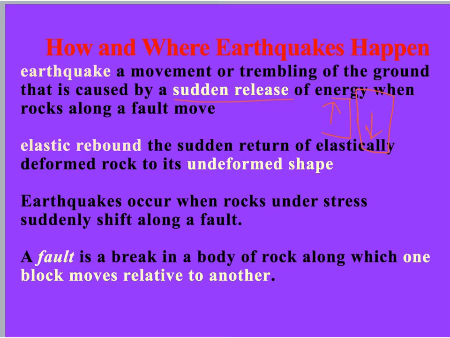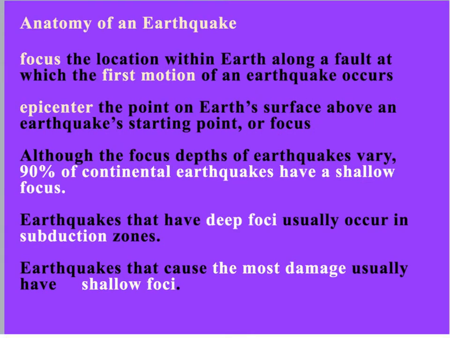So earthquakes occur when rocks under stress suddenly shift along that fault, right? So there's that sudden movement, even if it's an inch or two, that slight movement along the fault. A review: a fault is a break in the body of rock along which one rock moves relative to the other, right? So whenever there's a break in the rock, remember, a fault is different than a fold. A fold, there's no break, but when we have a fault, we actually have a crack or a break in that rock, okay? So when one moves relative to the other, you've got a fault.